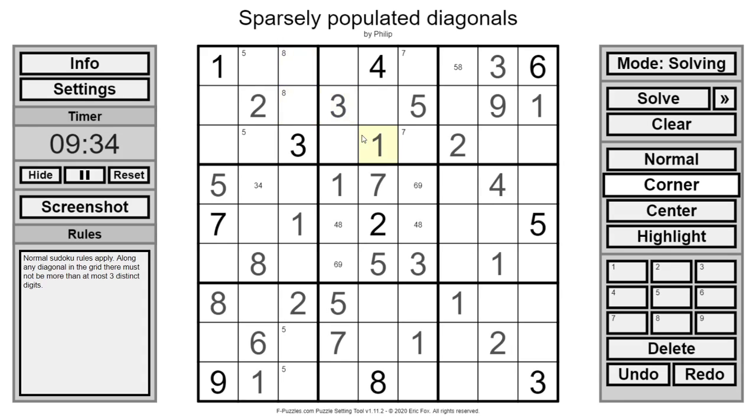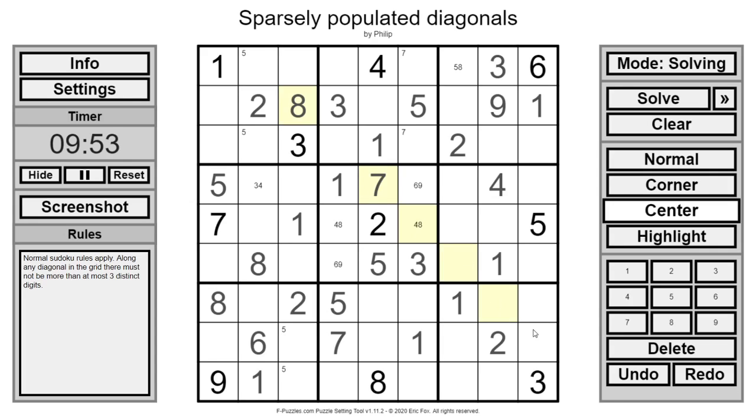This diagonal has 3 and 1 in it. There could be an 8. No, there can't be, because this is either a 6 or a 9. An 8 would mess it up and introduce a 4th number. So this is not an 8, this is an 8. Which goes along a very convenient diagonal, because it meets that.